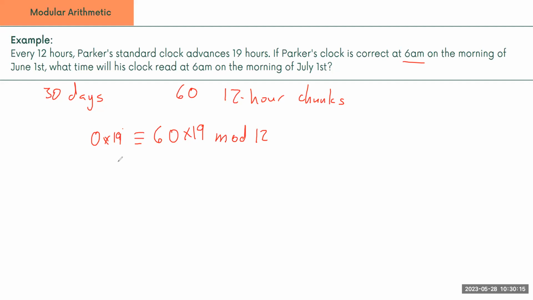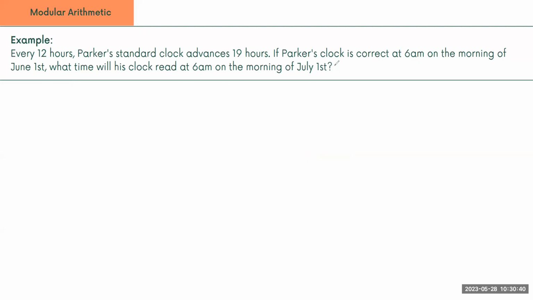So we have 0 times 19 is going to go into 0 mod 12. So our time actually doesn't change. It's going to be correct. His clock is correct on 6 o'clock in the morning. So it'll read 6 o'clock. Okay, nice.